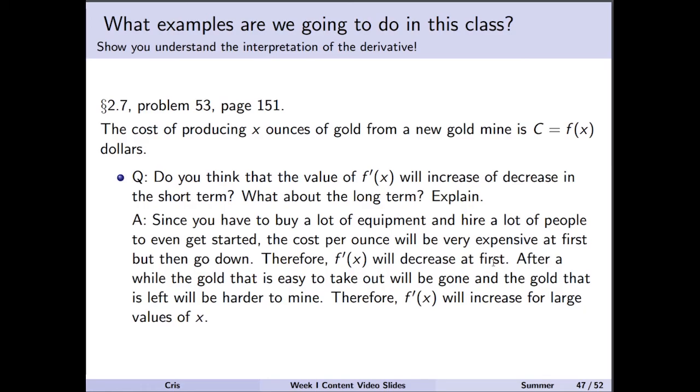After a while, the gold that is easy to take out is going to be gone. That's human nature. You take the gold that's easy to take out first. And then the gold that's left will be harder to mine, more difficult to reach, take longer to take out, require more expensive equipment, and therefore f prime of x will increase for large values of x.